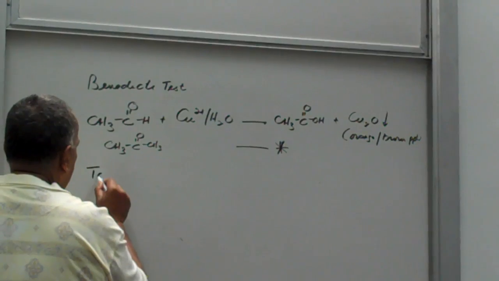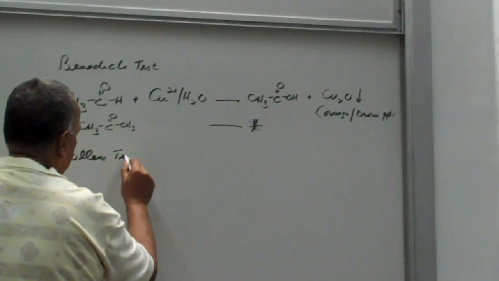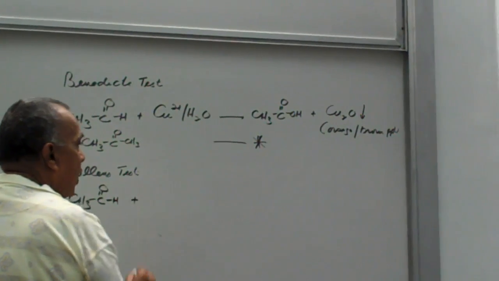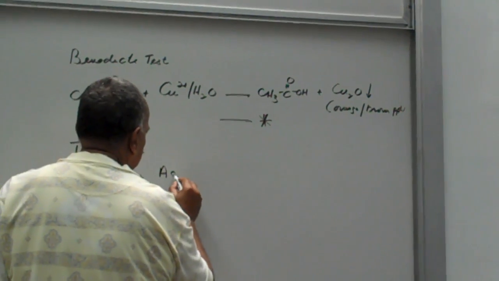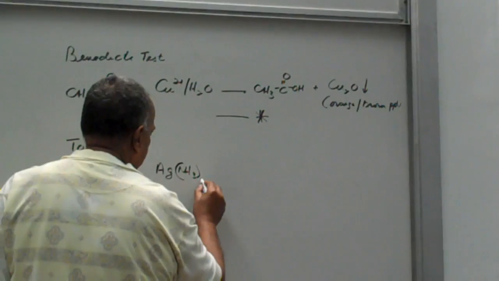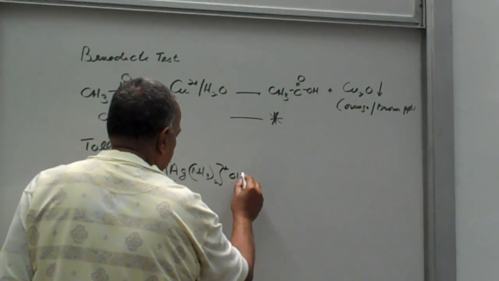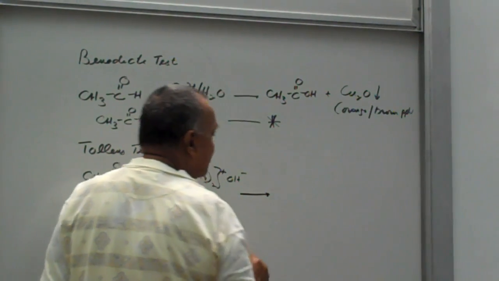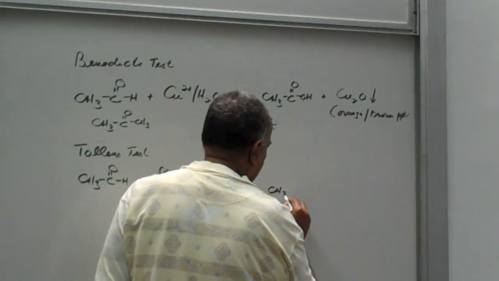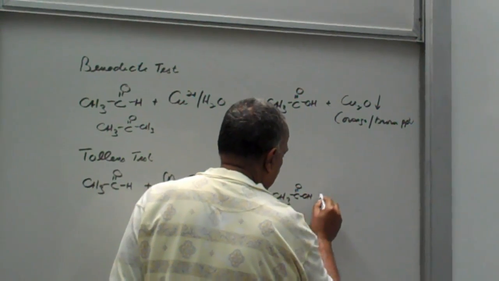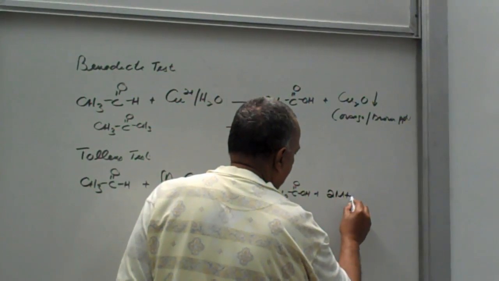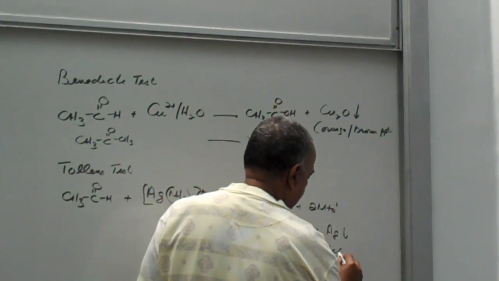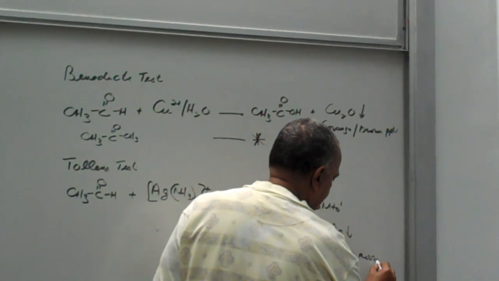The next one is what's called Tollens' test. Tollens' reagent is a complex silver salt. It's like that. When I add the aldehyde to Tollens' reagent, again the aldehyde is oxidized to the acid. We get an ammonium salt form, but we get a beautiful silver mirror formed at the bottom of the test tube.